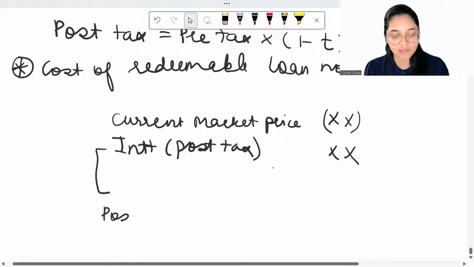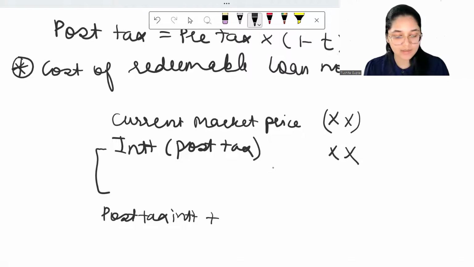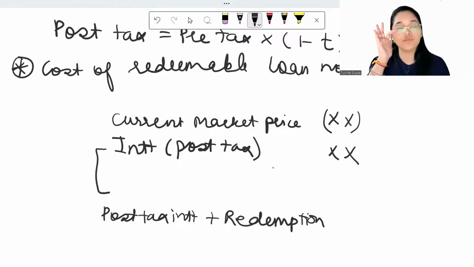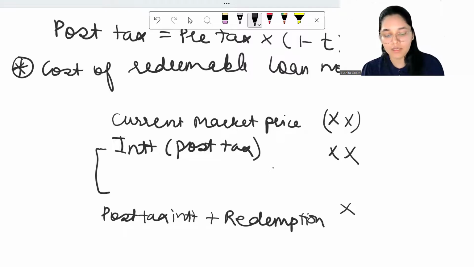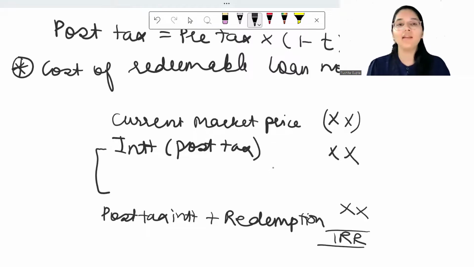And then you're going to take the post-tax interest plus the redemption value in the last year. So if the redemption is 100 and your interest is, let's suppose, 4.5, so 104.5 is what you're going to write over here, and then you simply put the IRR function, and then you will have the cost of redeemable loan notes.